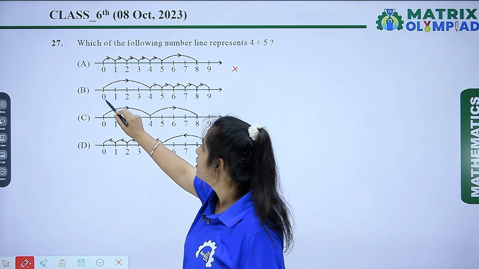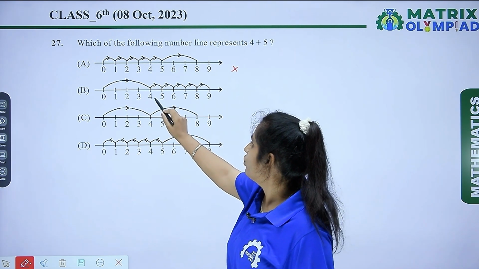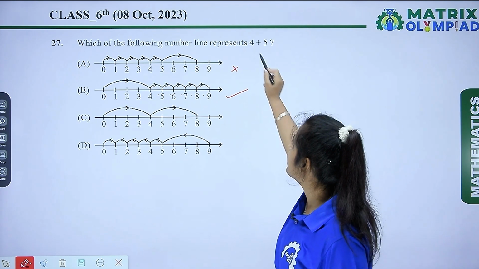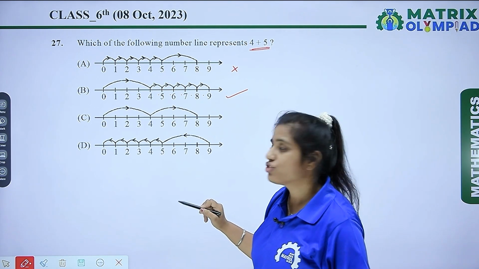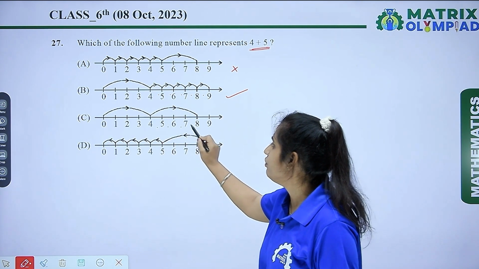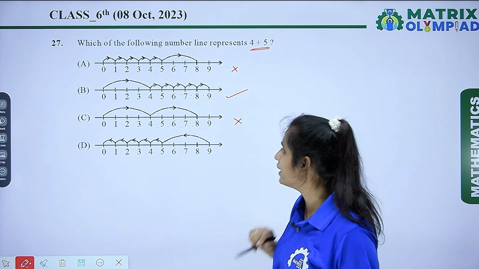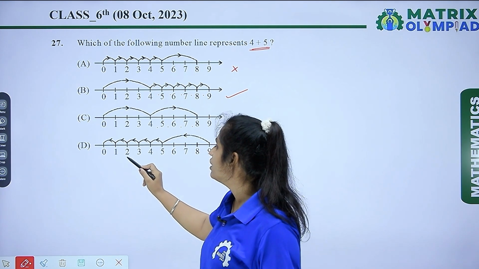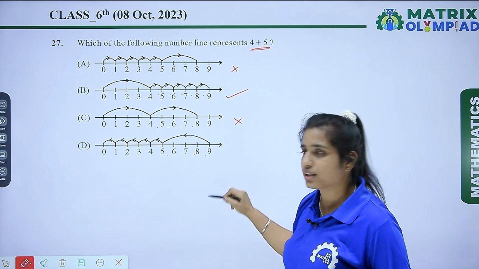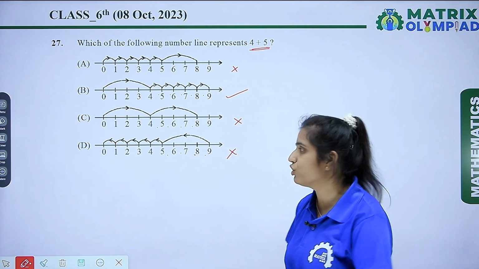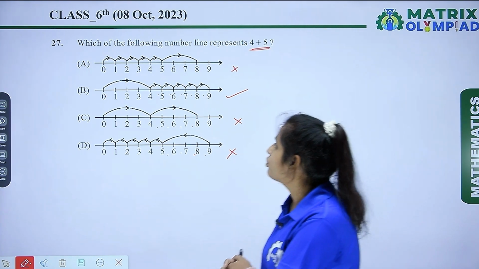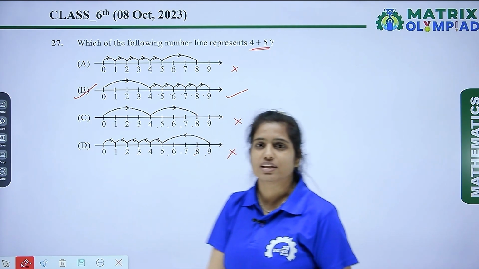In the second option, 0 से 4 तक आती है and after 4 it moves 5 steps: 1, 2, 3, 4, 5. So it is the correct representation of 4 plus 5. Let's check the other options also. यहाँ पे 0 से 4 आता है, 4 से then 8 जाता है. It means आगे 4 steps move on करता है. So this is also not the correct representation. And in the last option D, 5 तक first step होता है, then 5 के बाद 4 step पे move on करता है. So this is also not the correct representation of 4 plus 5. So here the correct option is option B.